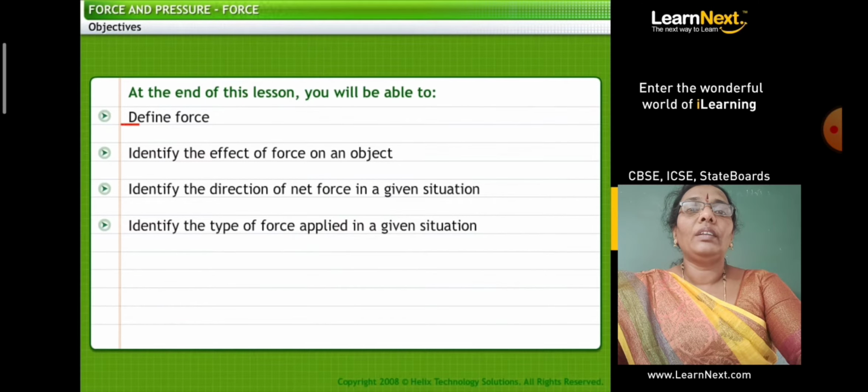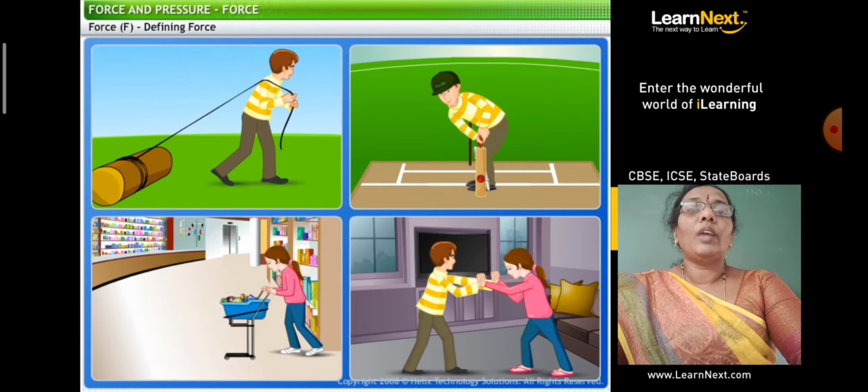to define force, identify the effect of force on an object, identify the direction of net force in a given situation, identify the type of force applied in a given situation, and we are going to analyze all these situations in detail now.